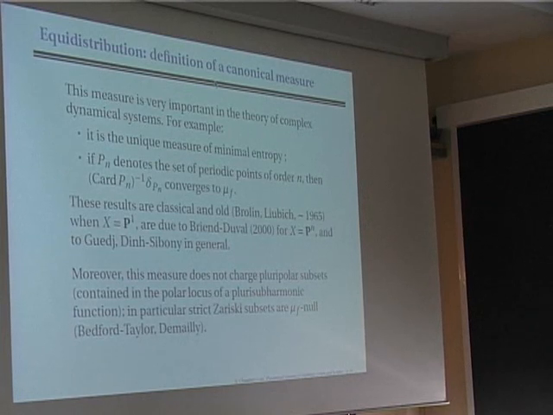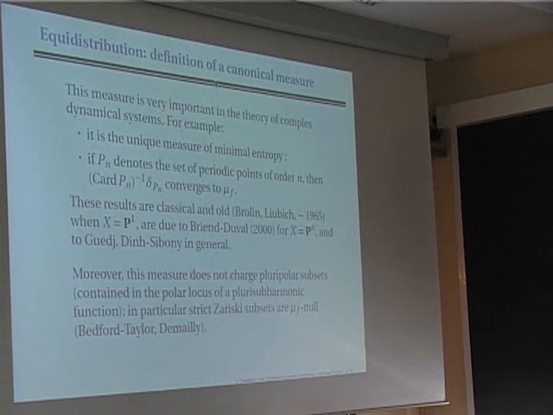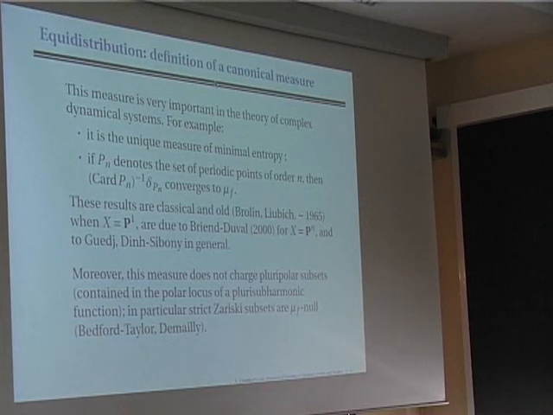So this measure is very important in the theory of complex dynamical systems. So it is a unique measure of minimal entropy, so it means that you have a characterization of that measure. The first point. The second point, if you look at periodic points, points of order n, and you take the integration map on that set of points, and you divide by the cardinality of this set, then this discrete measure converges to the measure mu f. So this is an equidistribution theorem in the framework of complex dynamical systems.